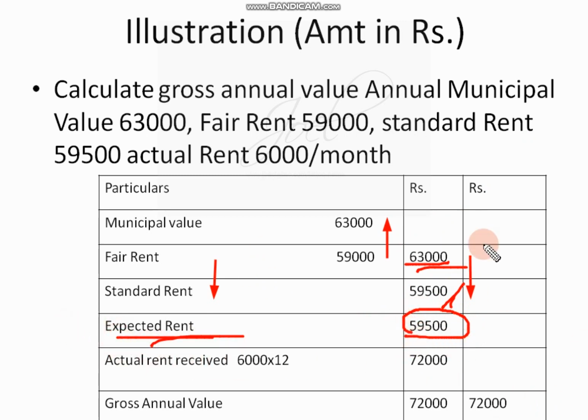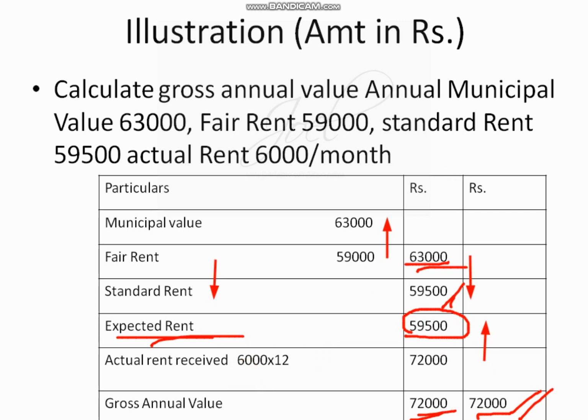Now expected rent is obtained. So expected rent and one more amount, actual rent. These two amounts you will compare. The highest one is your gross annual value. When you compare these two amounts, you will get your final answer as 72,000. So your gross annual value is 72,000.